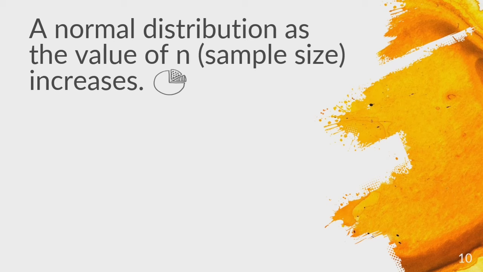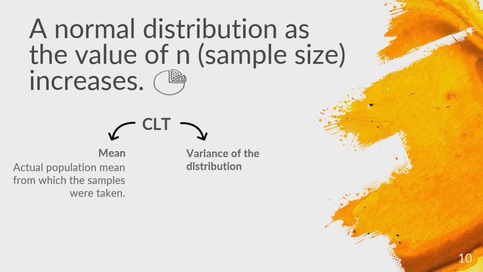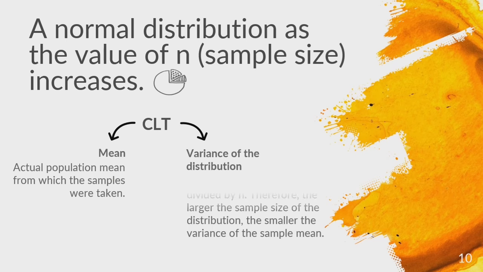Apart from showing the shape that the sample means will take, the Central Limit Theorem also gives an overview of the mean and variance of the distribution. The mean of the sample distribution is the actual population mean from which the samples were taken. The variance of the sample distribution, on the other hand, is the variance of the population divided by n. Therefore, the larger the sample size of the distribution, the smaller the variance of the sample mean.